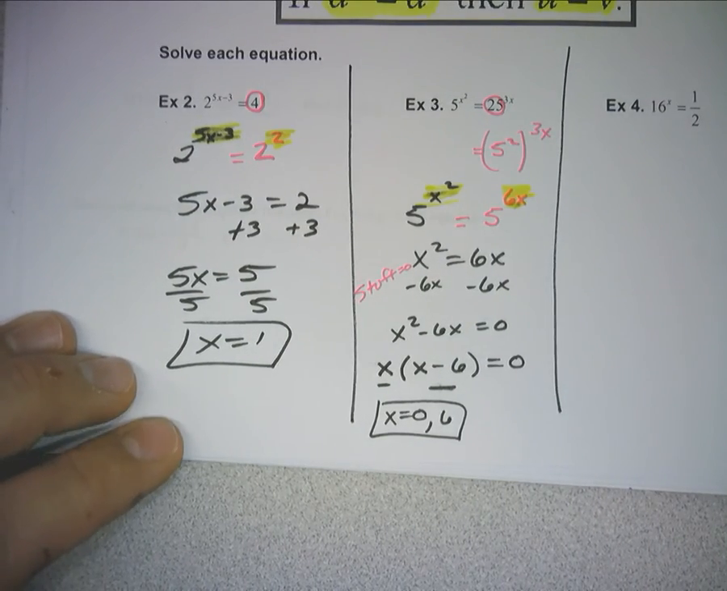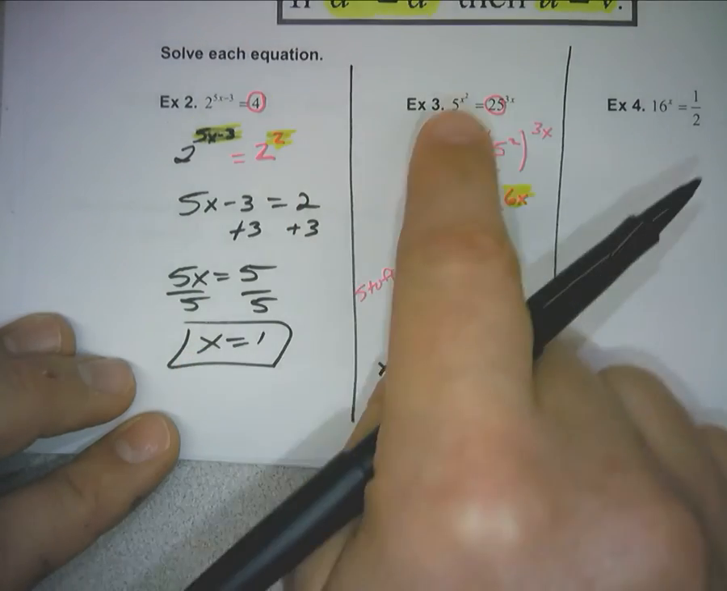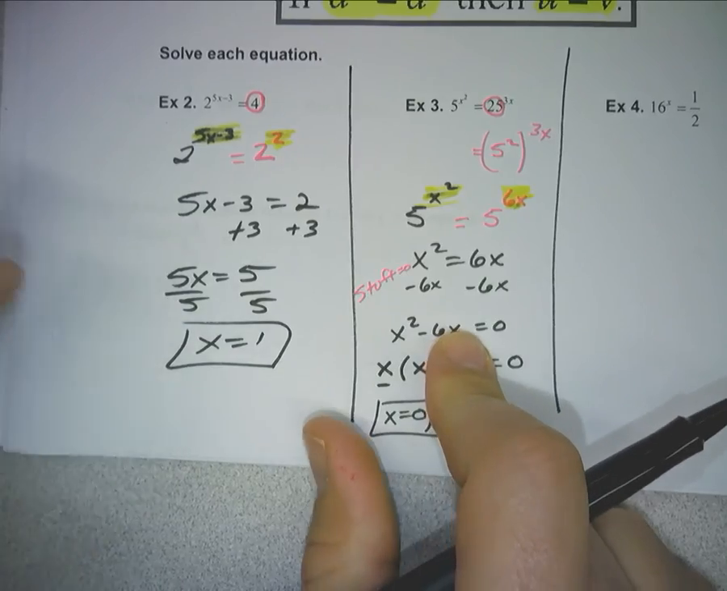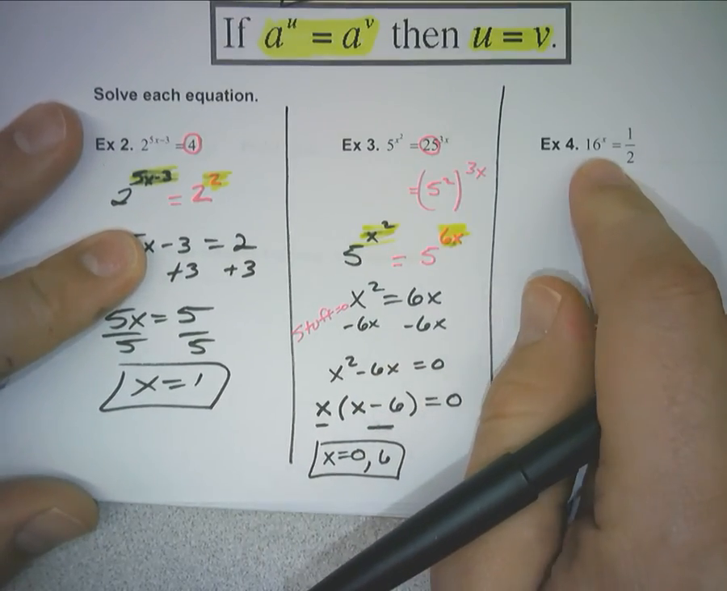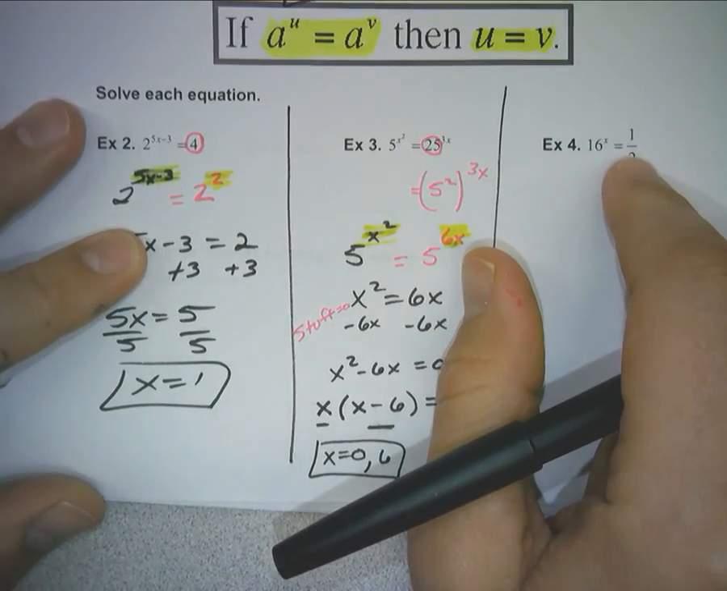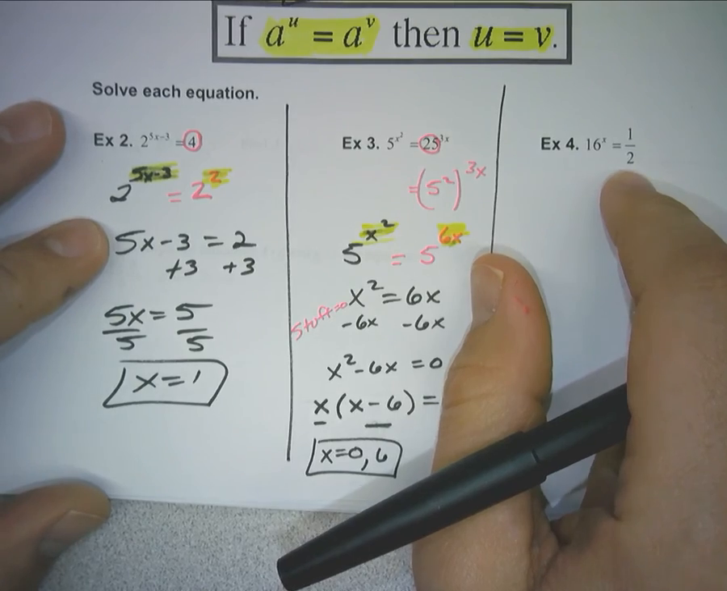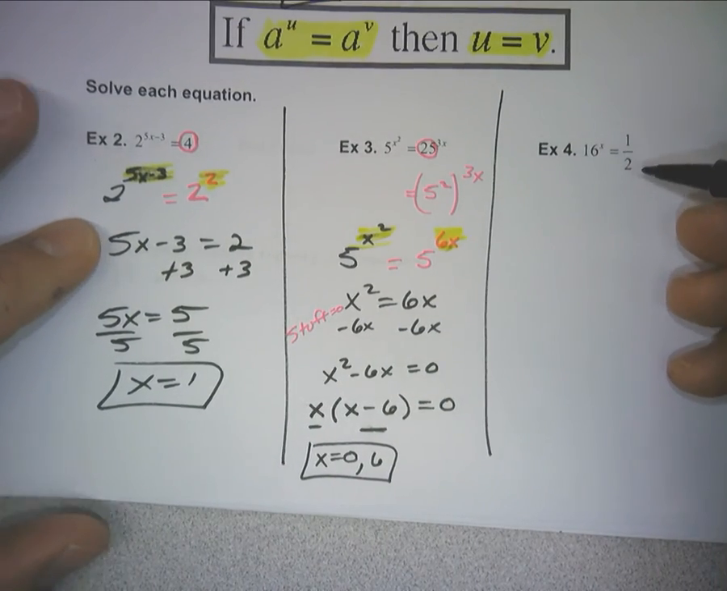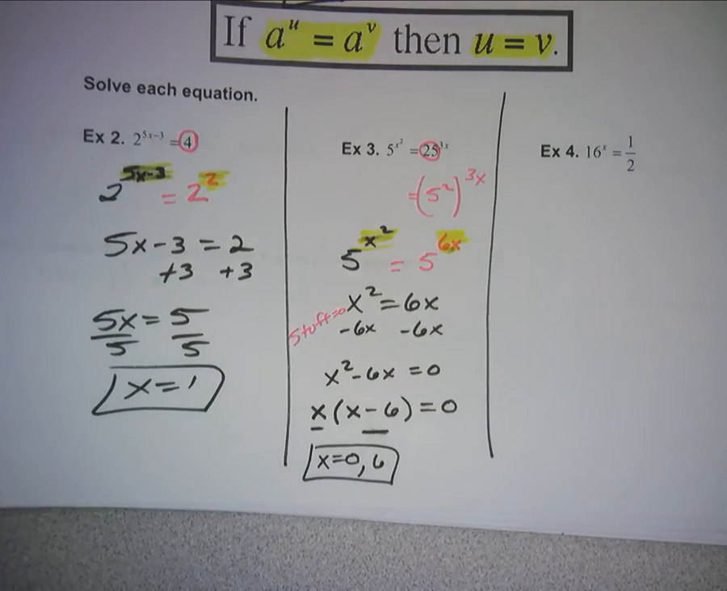All right, any questions with that one? All right, so you might solve and get a linear equation. You might solve, get a quadratic equation. All right, the last one I wanted to show you is because sometimes when you look at it, you end up with a fraction. All right, we get 16 to the x equals 1/2. So what we need to do is first off look at this fraction. Is there another way we can write 1/2 so that it's just like a base to a power?